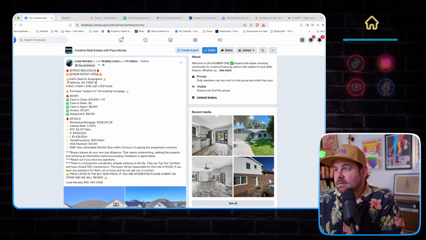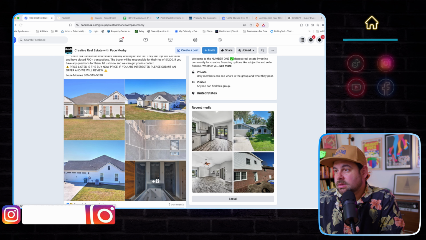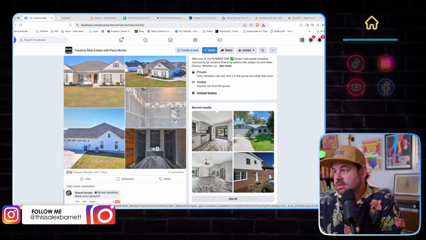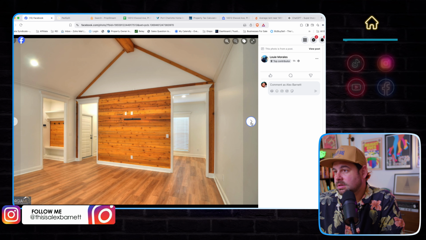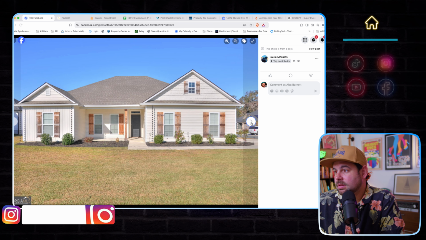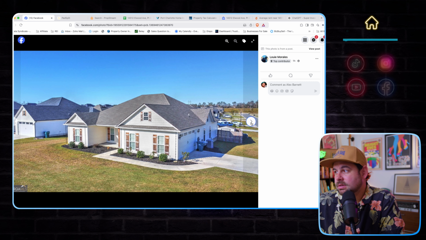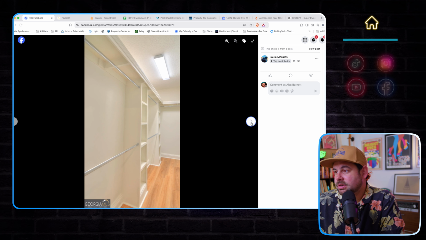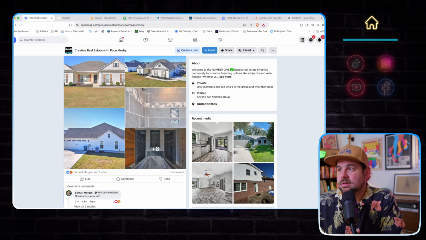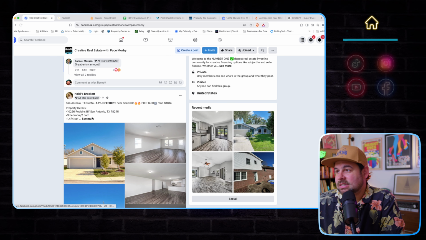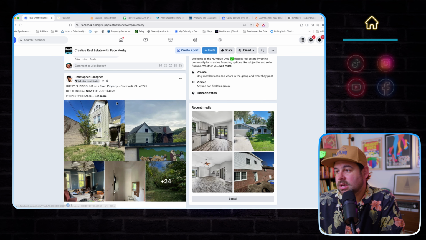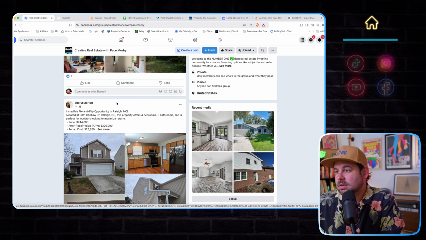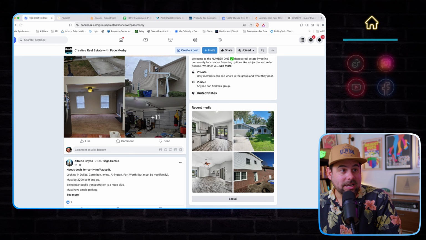Let's see. HOA. This one's a new build, which is great. So there's not going to be a lot of stuff to do. Look at that. It's pretty nice, actually. You got to look at your surroundings. This looks like it's in a neighborhood that most likely has an HOA. San Antonio, HOA. No, we stay away from all that. But anyway, you get the idea. So let's stop there.